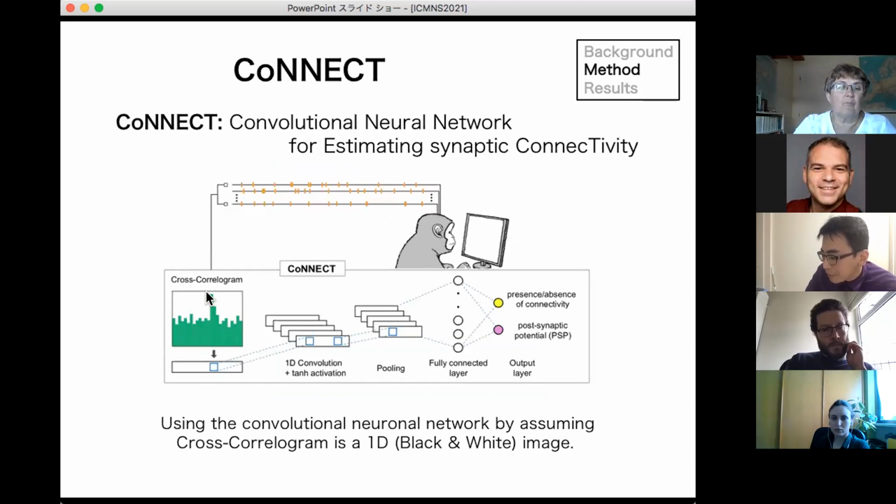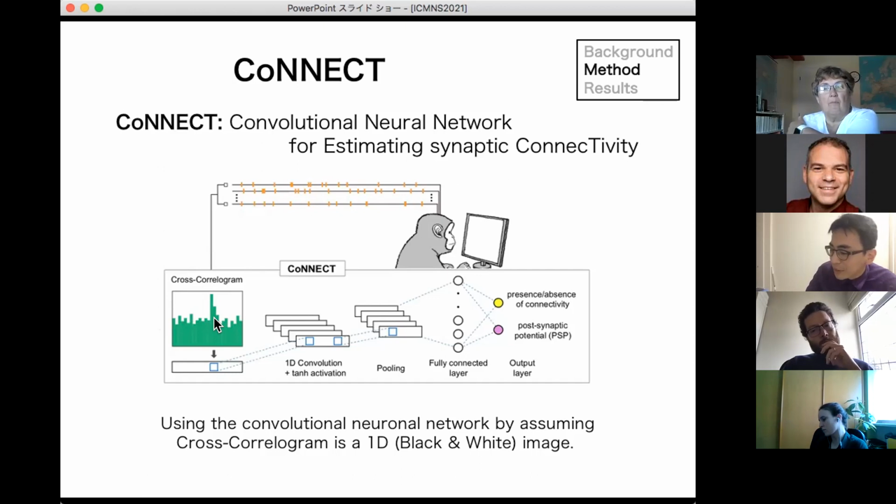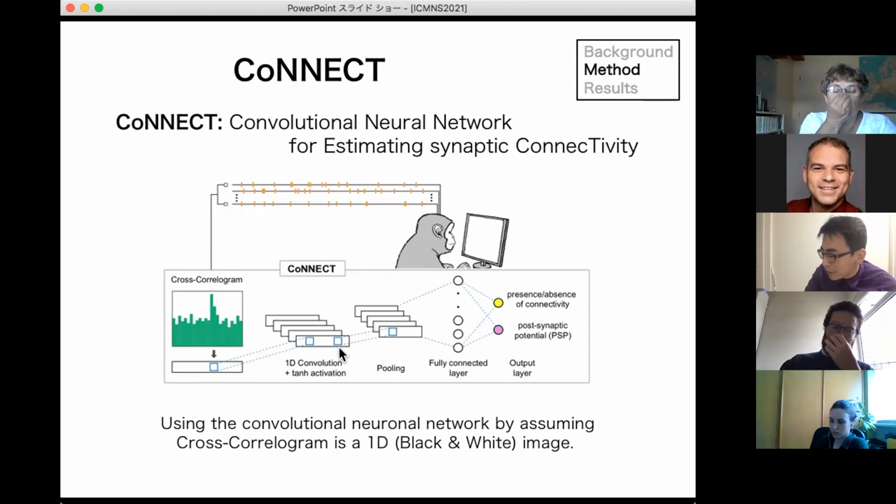So this histogram can be considered as an image of black and white. The higher count means more black, and the smaller count means more white. If we transform the data into images, we can use neural networks, which are now quite strong for image processing. So we applied an image-processing neural network, and we trained it to decide whether this figure corresponds to connected or not connected.